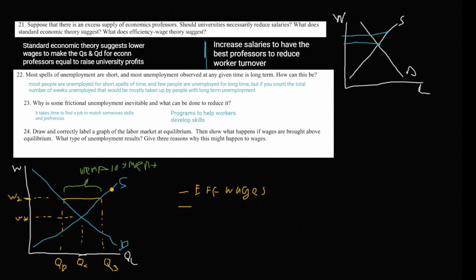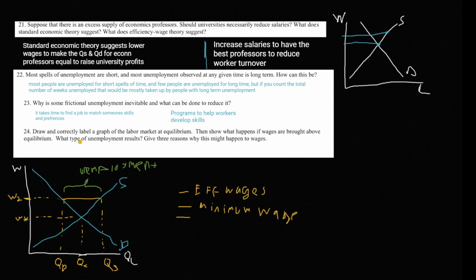Next, we could have minimum wage. If the minimum wage is above equilibrium, it's going to create some unemployment because again, if the minimum wage increases, more people will want to work, and fewer people will want to hire because the wage increased.